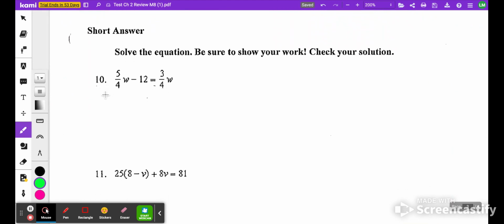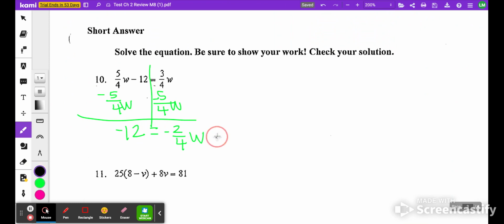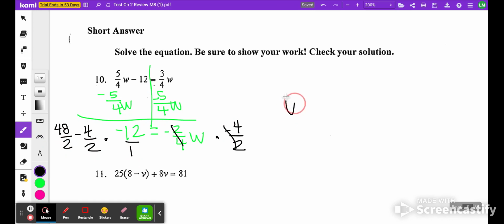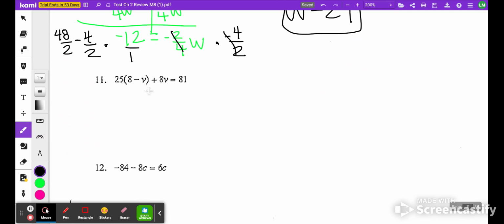First thing I want to do is combine my variables. So I'm going to subtract 5/4 W to get over here with the 3/4 W. Okay? That leaves me with negative 12 equals 3/4 minus 5/4. It's like negative 5 and a positive 3. That's negative 2/4 W. Then, to get rid of my fraction, I'm going to multiply by negative 4/2 on both sides. Okay, these cancel out. So I'm basically doing negative 4 times negative 12. That's 48/2, which is equal to 24. So W equals 24.